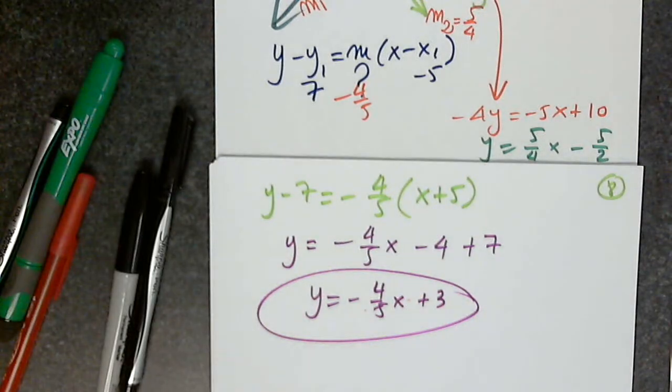What does this represent? It's the equation of the line that does what? Passes through negative 5, 7, and is perpendicular to the given line. Very good, excellent.